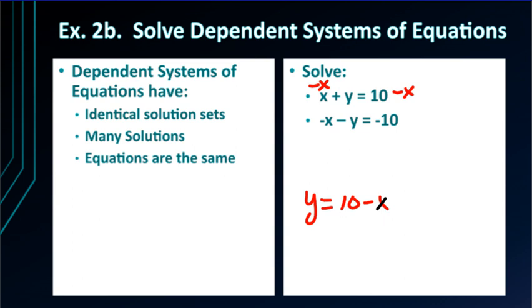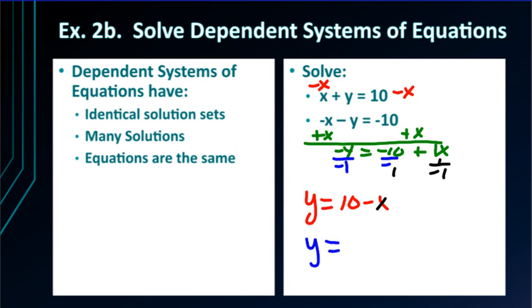The one here, I want to get y by itself. So if I'm going to get y by itself, I'm going to add x to both sides. Now I have minus y equals a negative 10 plus 1x. To get y completely by itself, I divide by negative 1. So I divide everything by negative 1. And now I have y equaling a positive 10 minus x.